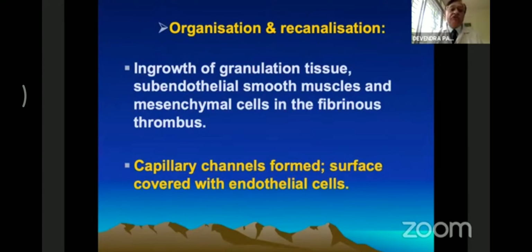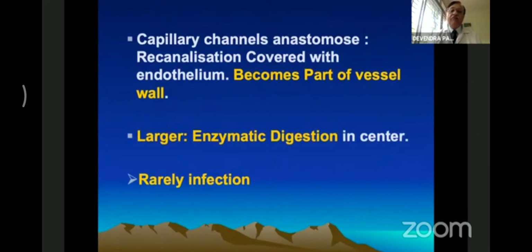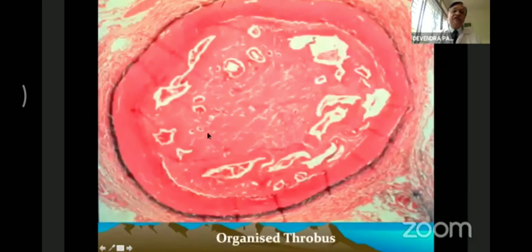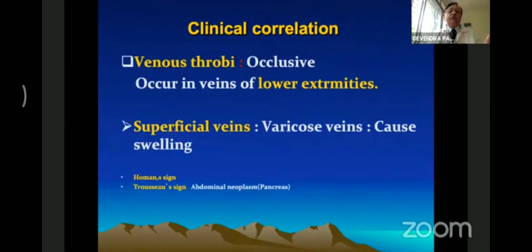Then comes organization and recanalization. Basically, the repair process is going to start. Granulation tissue, subendothelial smooth muscle and mesenchymal cells will migrate into the thrombus and form channels. See, these capillary channels are there. Again, this is a thrombus in which channels are forming. Recanalization is occurring. These are lined by the endothelium, and the blood will flow through them. Lastly, these channels will anastomose together and the entire lumen may open.